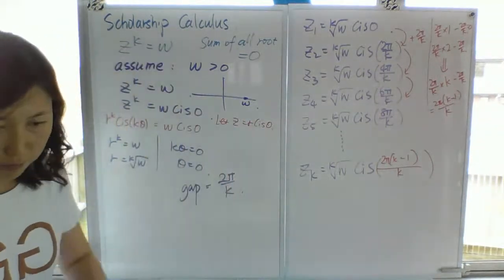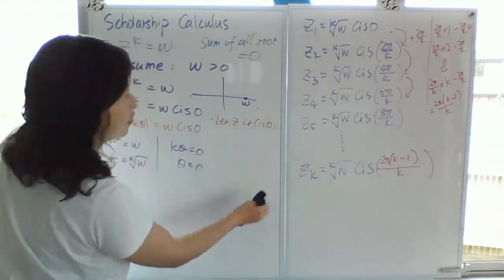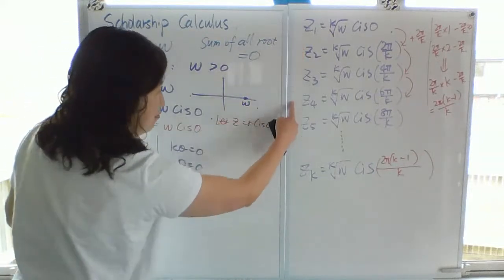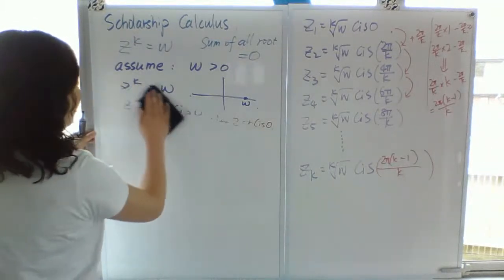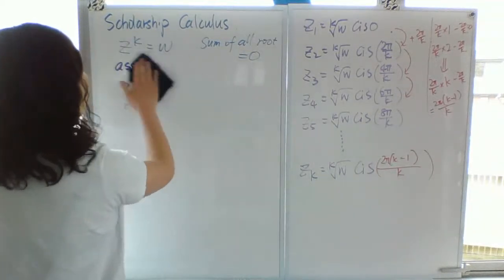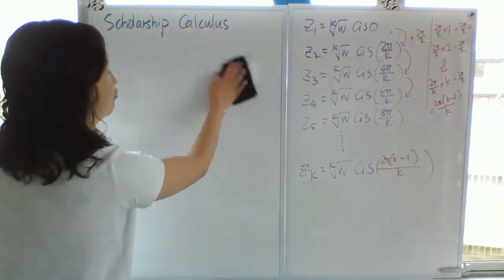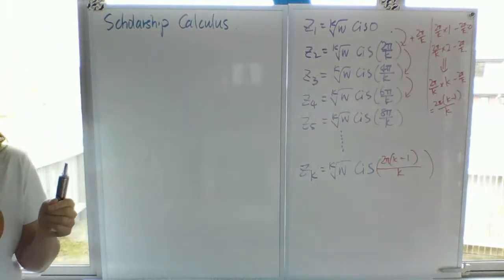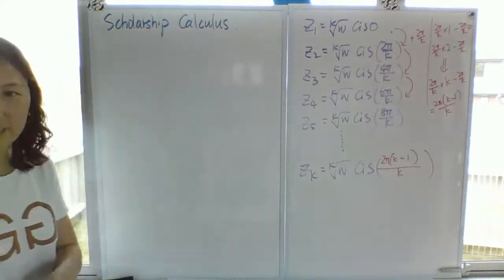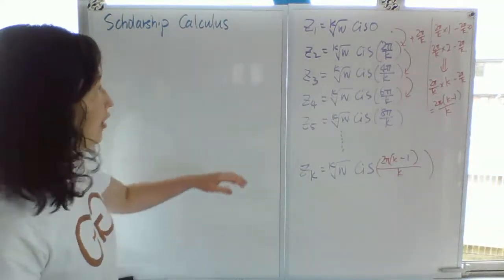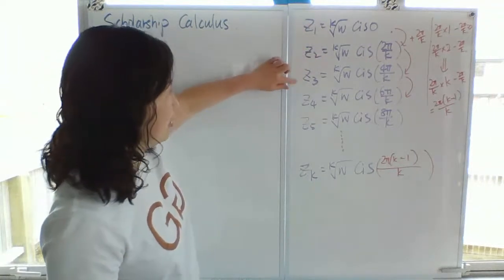Now, let's keep looking at what we can do. We are trying to find the sum of all roots together. If we want to find the sum of all roots, we just need to look at what kind of pattern exists in this sum of the roots. Let's have a look. Z1 is this, Z2 is this, Z3 is this.